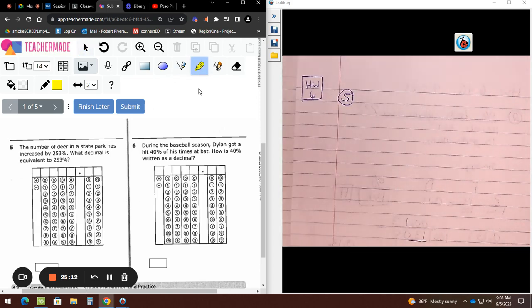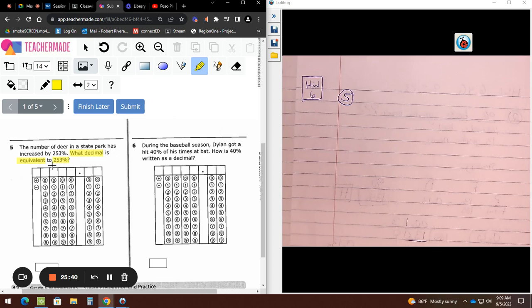Okay, let's get our highlighter. From the question, what would you highlight? What decimal. Decimal? Good. What else? What else would you highlight? Good job. Equivalent deals with math. Anything that deals with math, you have to highlight. What else would you highlight? 253%. Good.